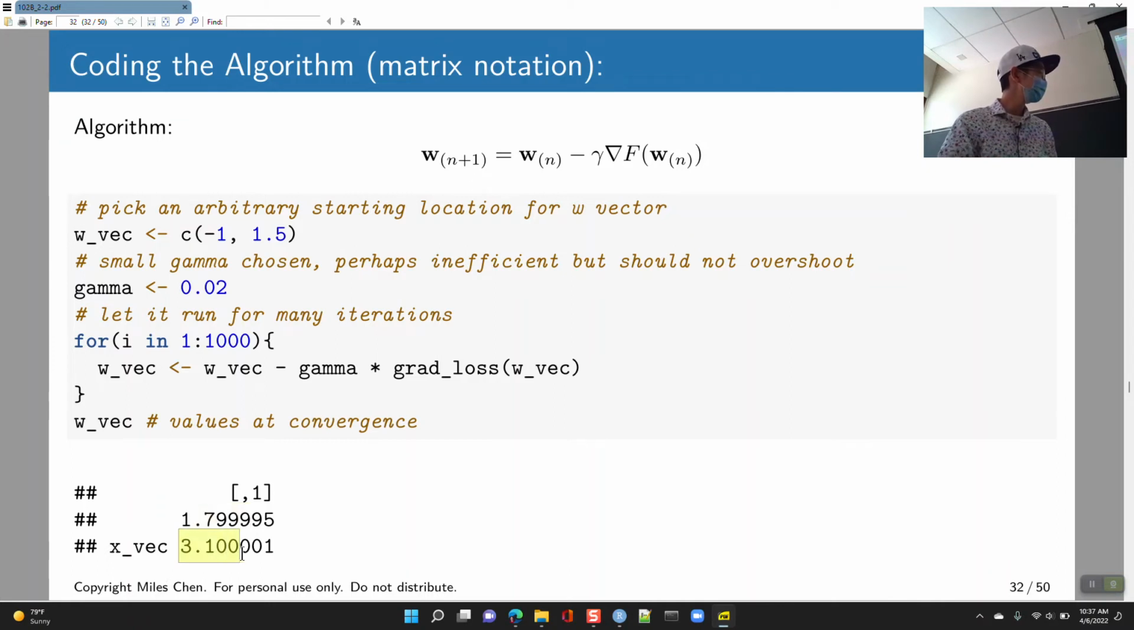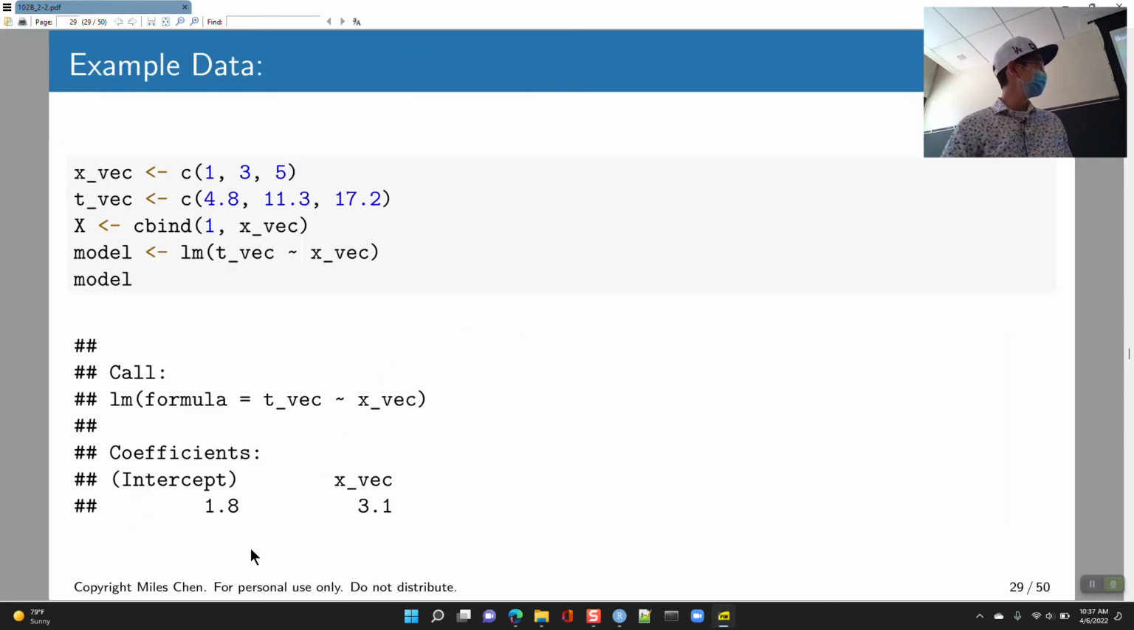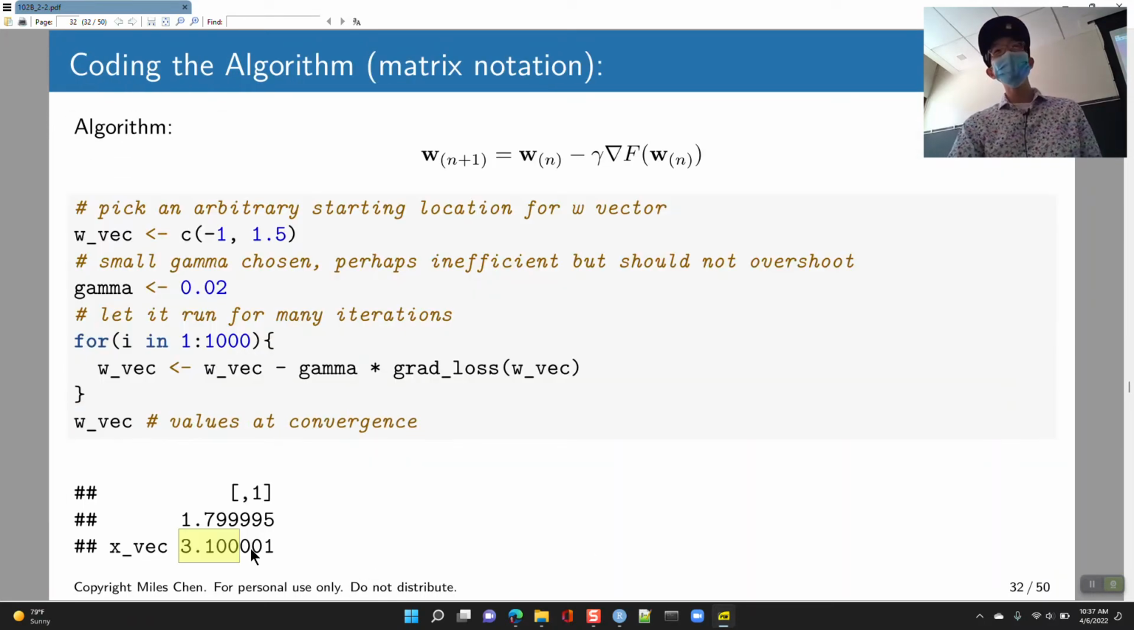After 1,000 iterations, it comes to the answer 1.79995 and 3.100001. The true answer was 1.8, 3.1, and we got something close to that. That tells me our gradient descent algorithm did a pretty good job of approximating the true solution. It gave us a pretty good approximation of the intercept and slope that minimize the actual function, after 1,000 iterations.